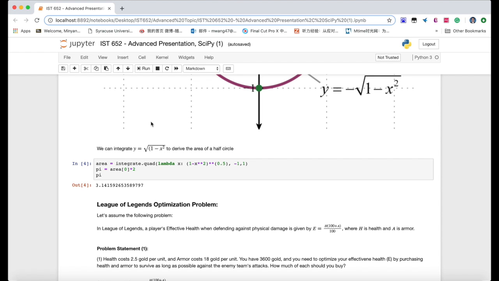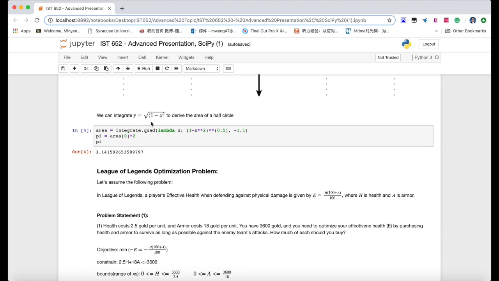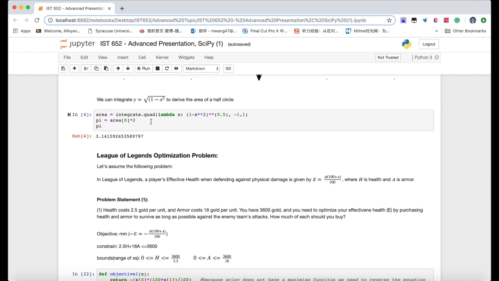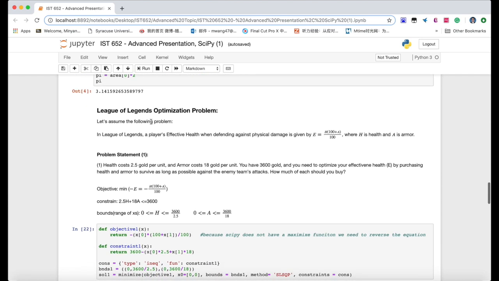One of the most practical usages of the Scipy package is that we can use it to solve optimization problems. Here's one example. In the game League of Legends, a player's effective health when defending against physical damage is given by E equals health times (100 plus armor) divided by 100. The health costs 2.5 gold per unit. The armor costs 18 gold per unit.